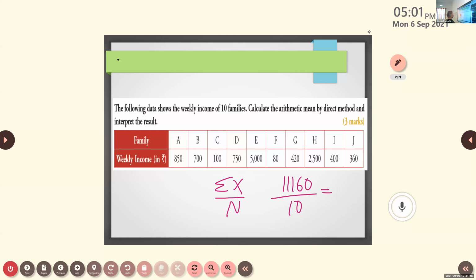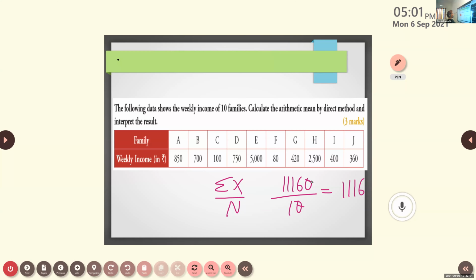So the total is 11,160. The number of observations is 10. What will be the answer? By looking at this, you can tell the answer, right? Sayuja, you got the answer? Yes, ma'am. What is the answer? 1,116. 1116. Okay. 1116 is the answer. Just cut off the zero and you will get the answer.